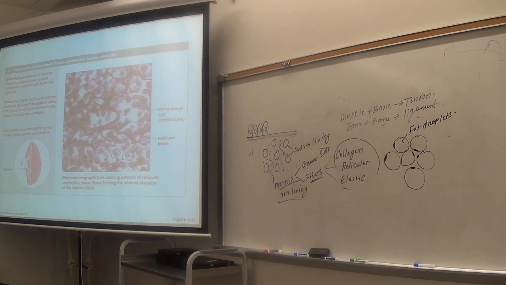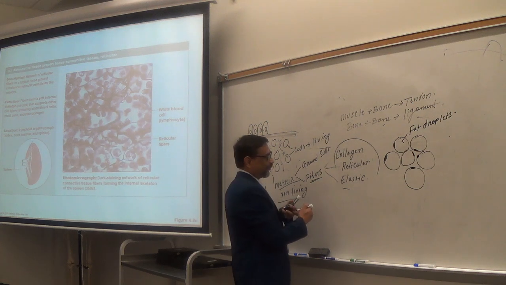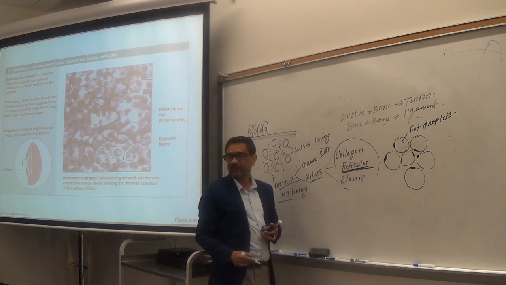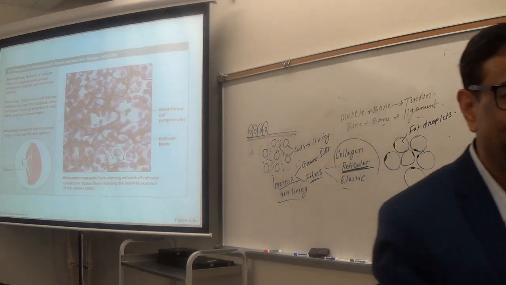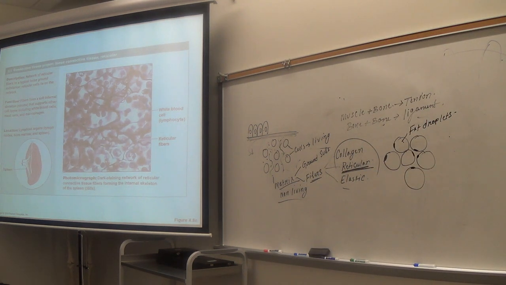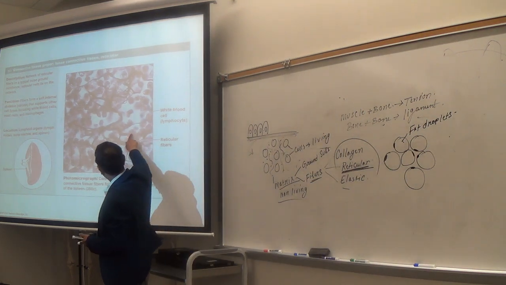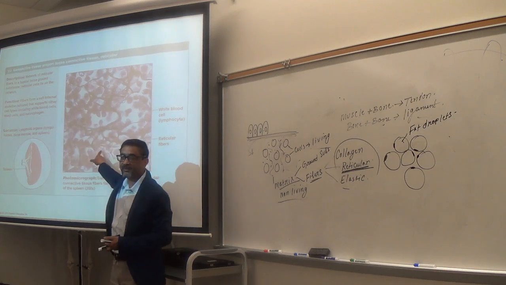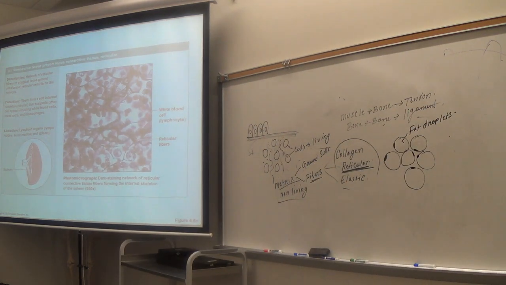Reticular, another type of loose. So three types of loose: areolar, adipose, and this is the last one, reticular. In reticular, you have reticular fibers. Make sense? So in reticular, you have what kind of fibers? Reticular fibers. So these fibers you see here are reticular fibers. Make sense?